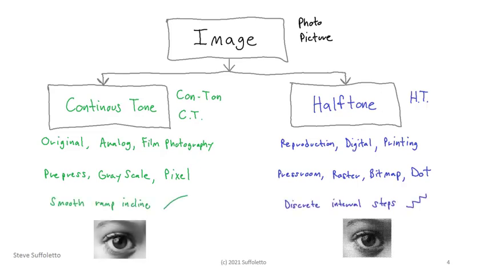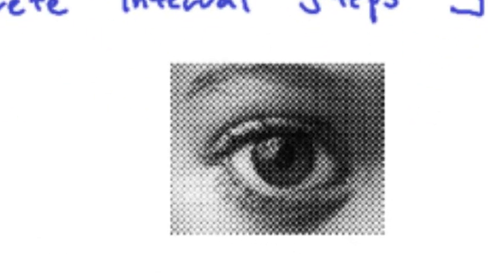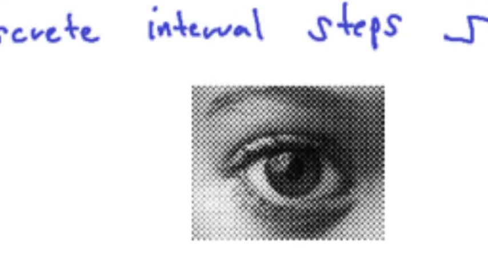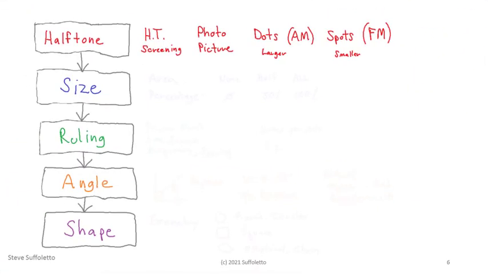So the image on the left is continuous tone, and its tone curve would look smooth. It would have a ramp with a steady incline on it. The image to the right is the halftone, and its tone reproduction curve would be very discrete. It would have some intervals and steps or stair-stepping. So halftone screening takes a photograph or a picture and converts it into dots or spots.